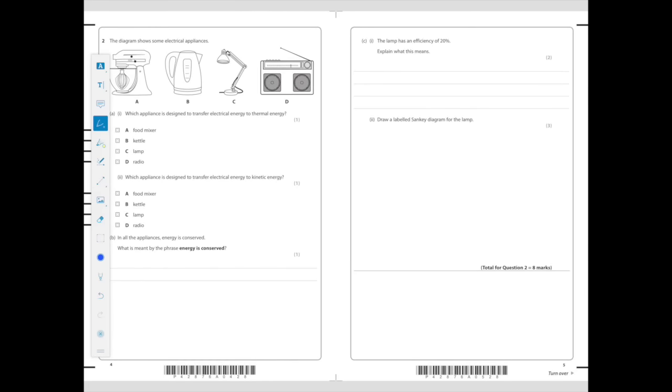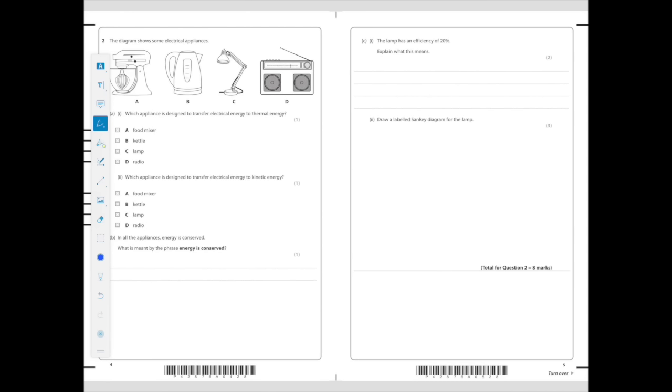The diagram shows some electrical appliances. Which appliance is designed to transfer electrical energy to thermal energy? So we're putting in electricity, we're getting heat out of it. It is clearly the kettle, B. Which appliance is designed to transfer electrical energy to kinetic energy? So again, we're putting in electricity, we're getting movement energy out, which would be the food mixer, A.